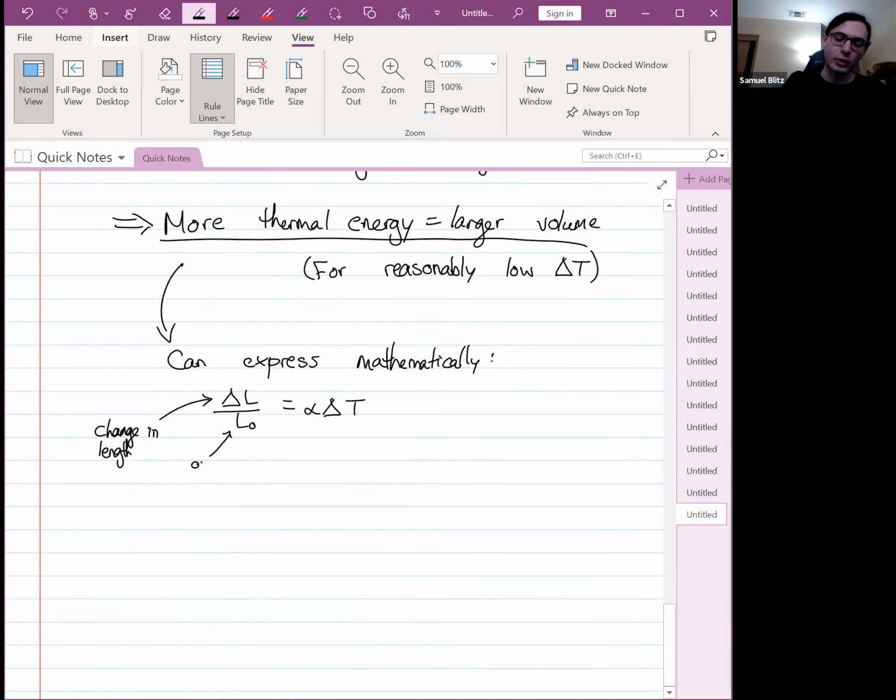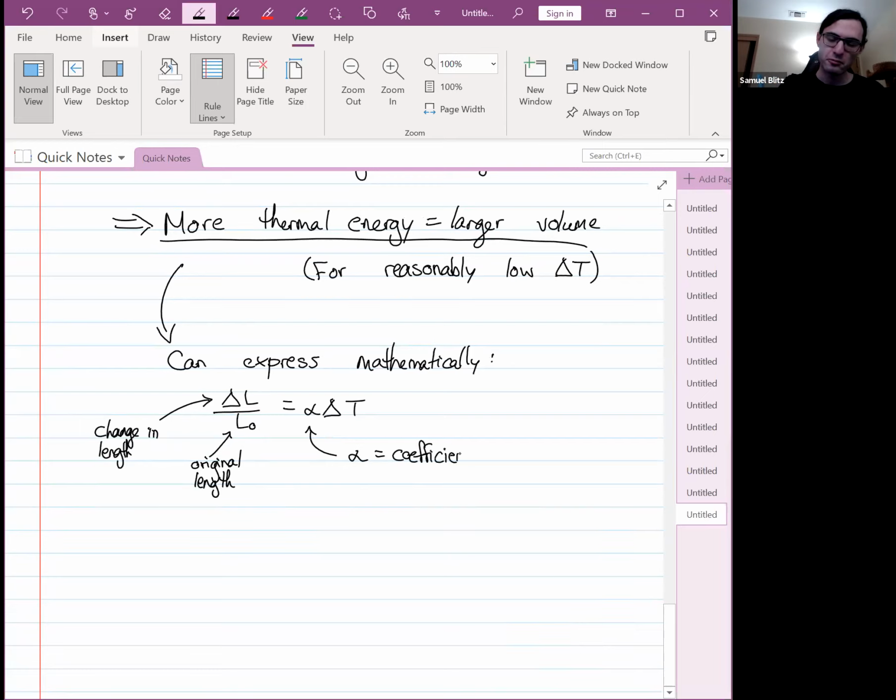This L naught is the original length of that object. By the way, we're just talking length for now. We're going to talk about volume in a minute. This alpha is something that's called the coefficient of linear expansion. It's just a number. Well, it's a number with units.